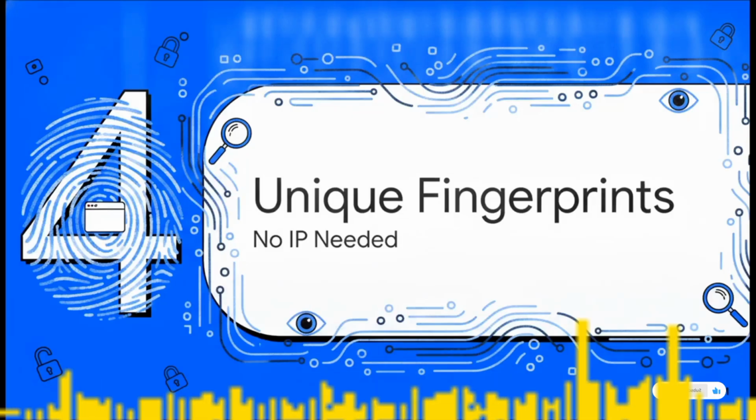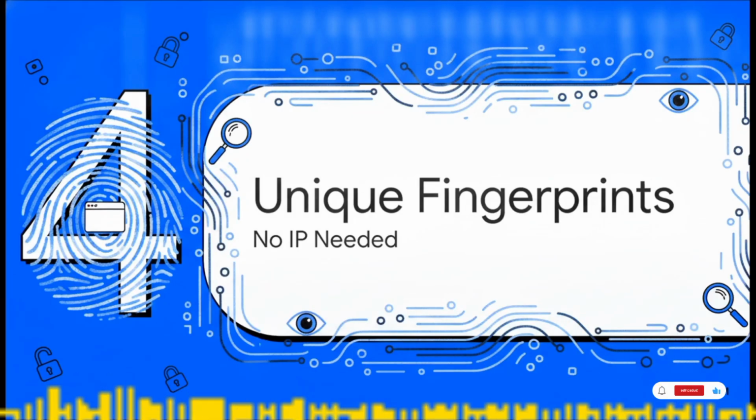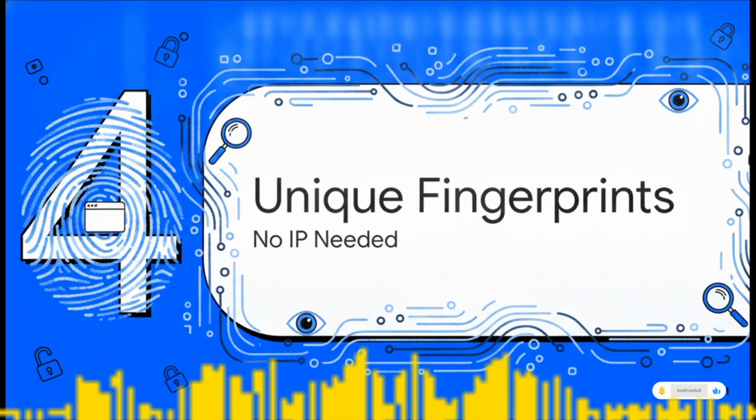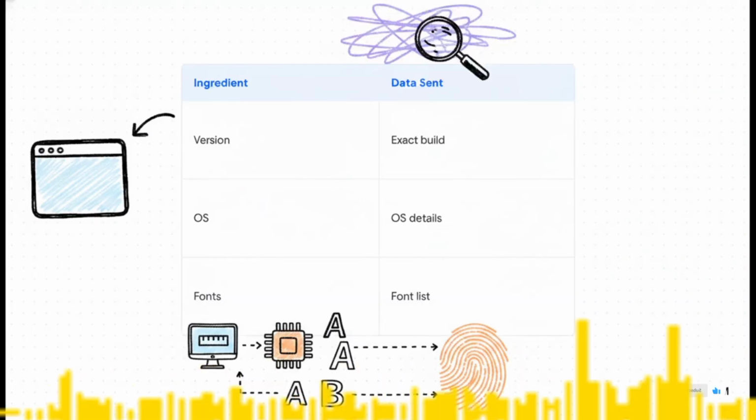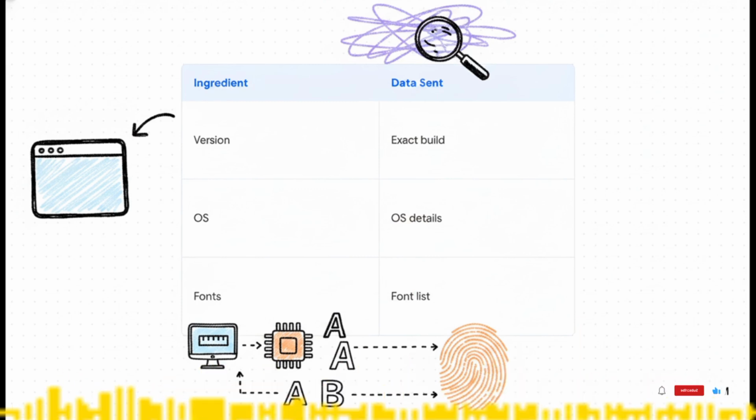All right, on to Section 4, Unique Browser Fingerprints, identifying you without an IP. Now, this method often surprises people the most because it proves that investigators don't even need your IP address to track you across the web.